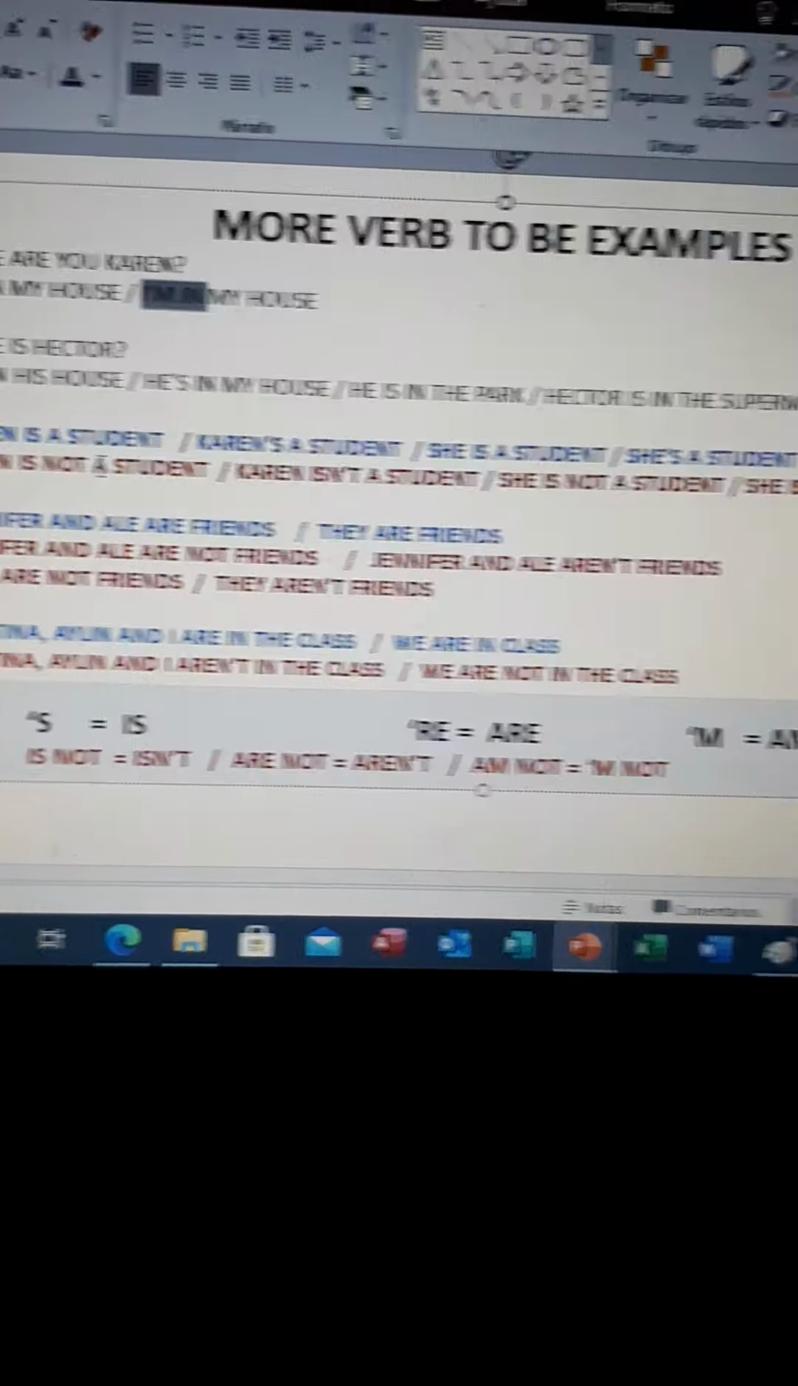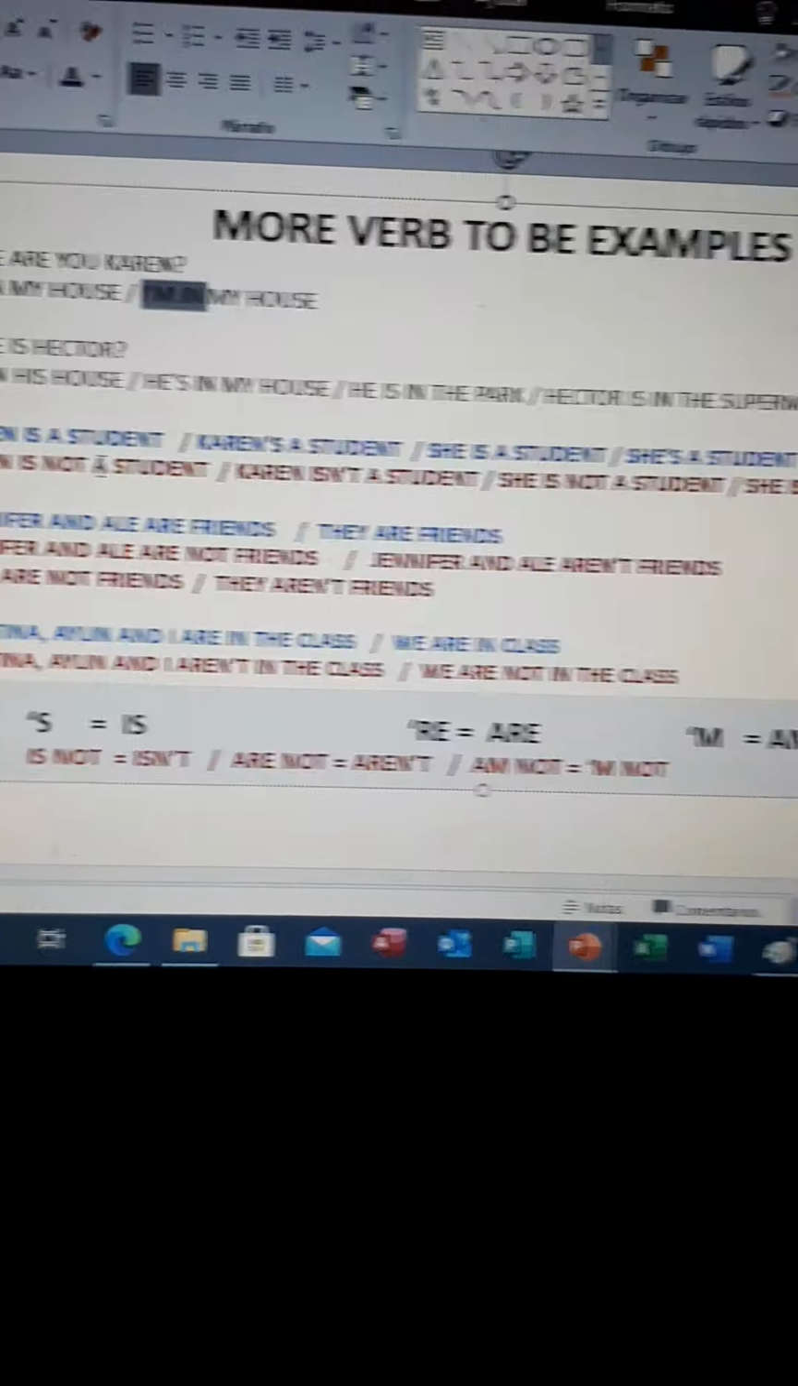The four answers. As plural, we have Jennifer and Ale are friends. It's the same if you select the pronoun they, okay? They are friends. Or in negative, Jennifer and Ale are not friends, or Jennifer and Ale aren't friends. So full form or short form is correct, okay? Now, they are not friends, they aren't friends, okay? Full form, short form in negative. So I put in red the negative form, I put in blue the positive form, singular or plural.